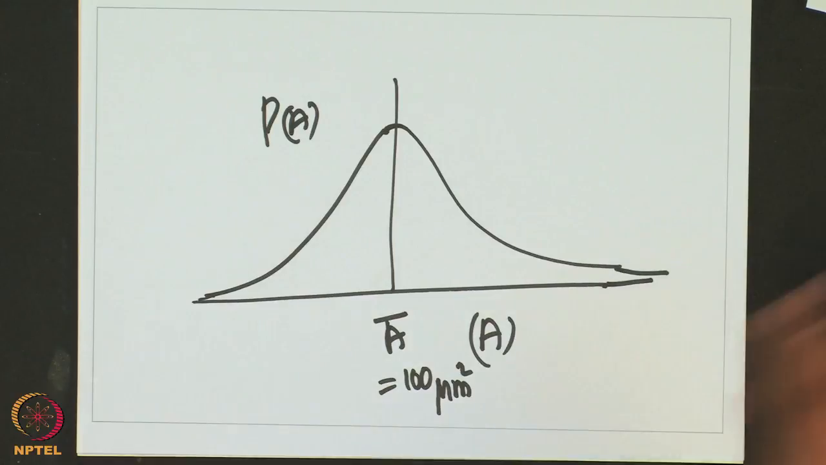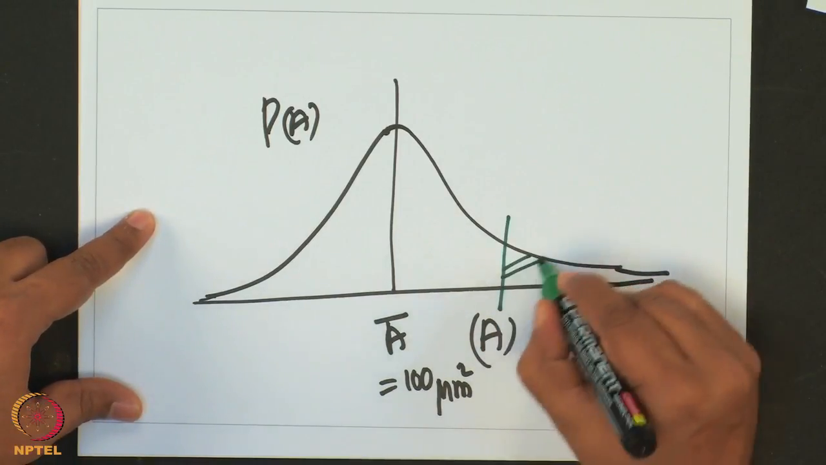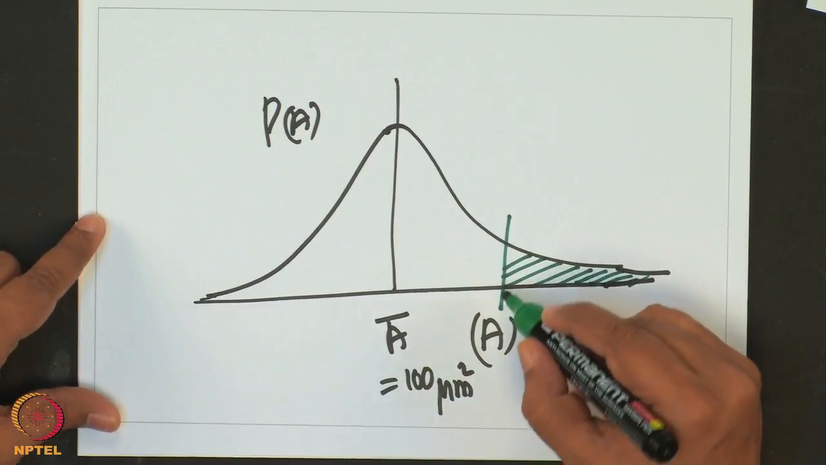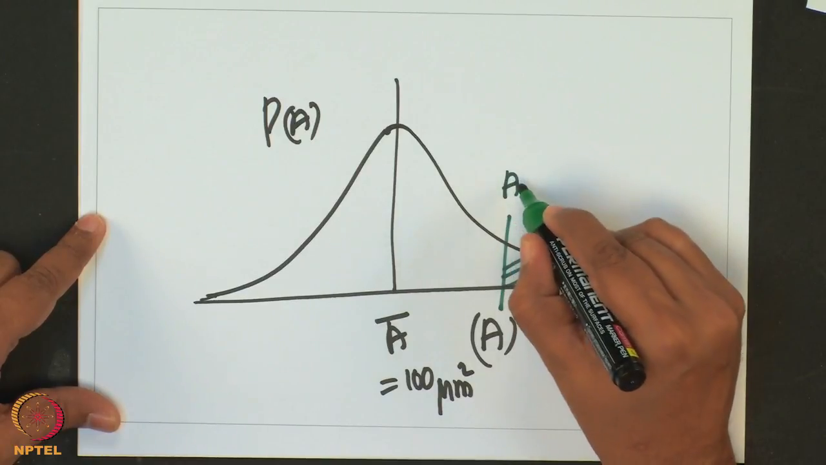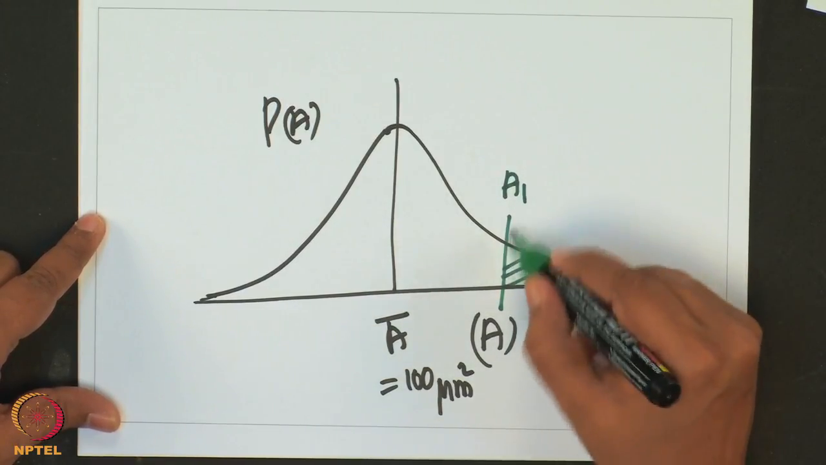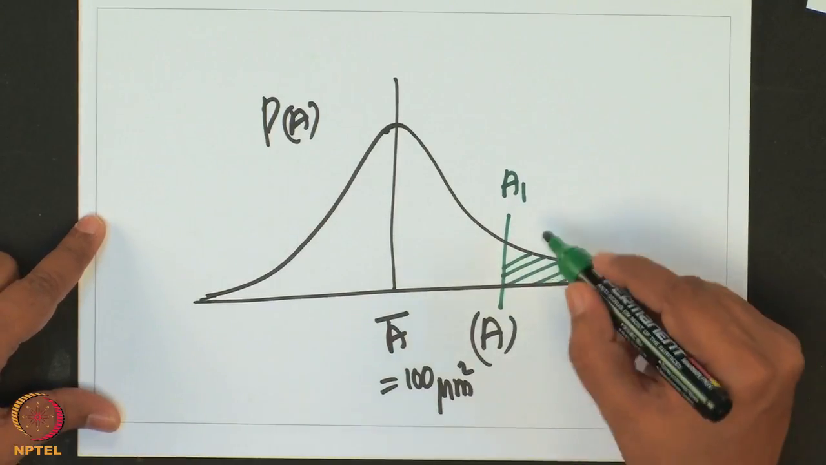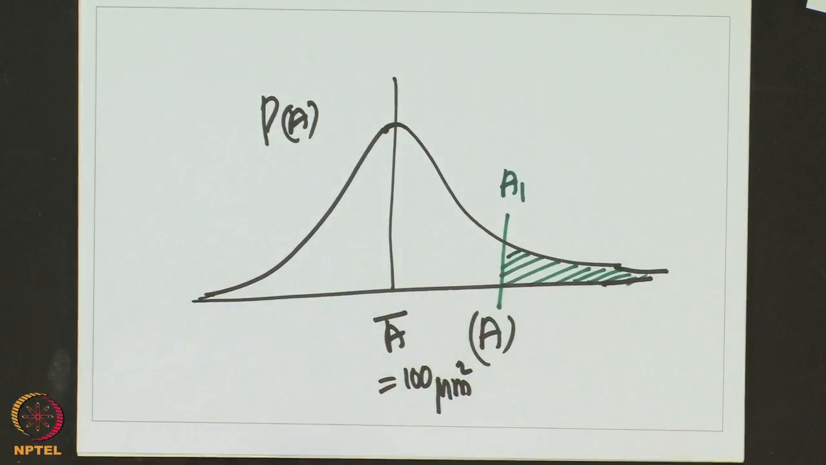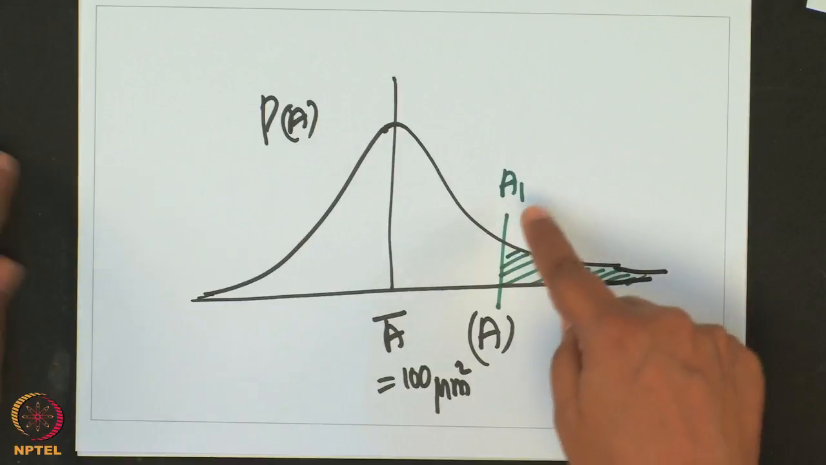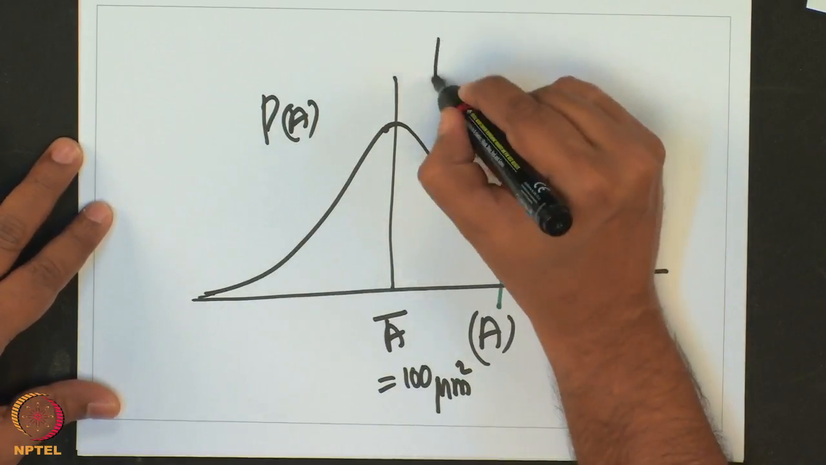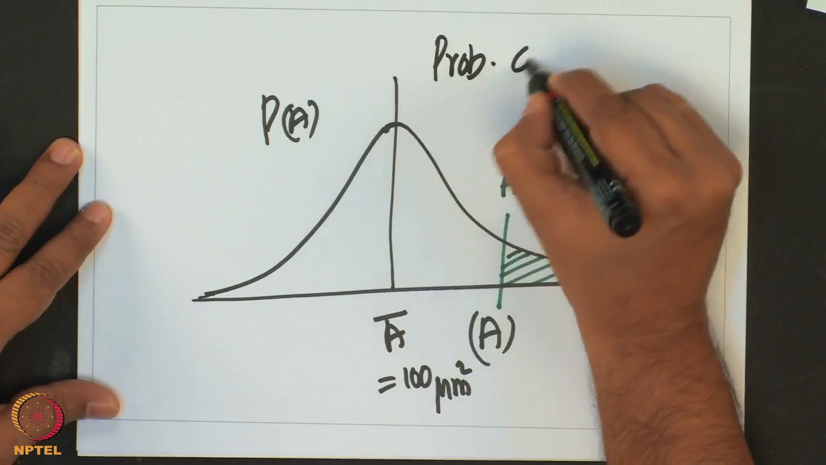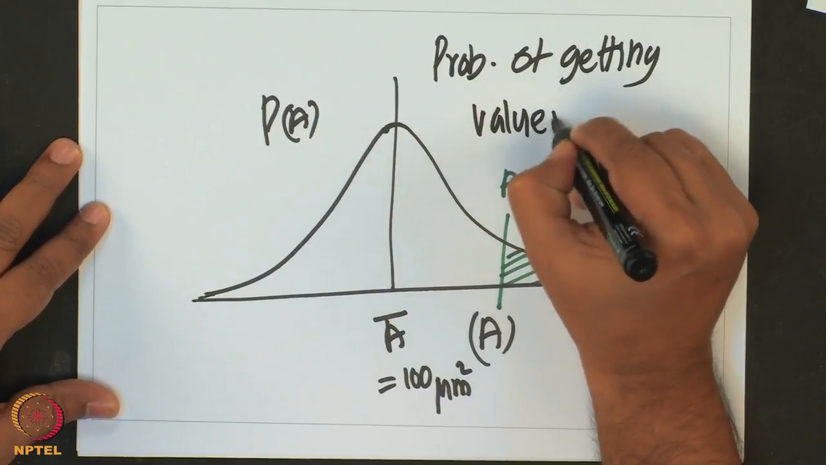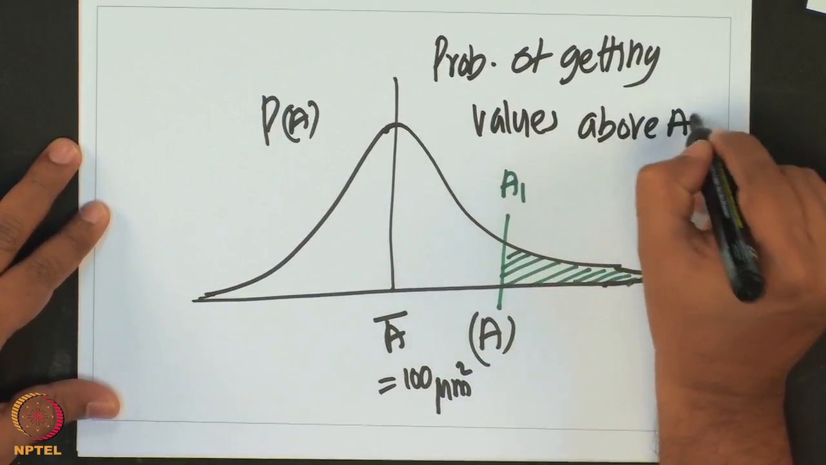Now, if I just look at this part alone, what does this mean? Let us call this number A1. A1 is this x axis number, the area corresponding to this line is A1. This area under this curve means the probability of getting values above A1. That's what this means.